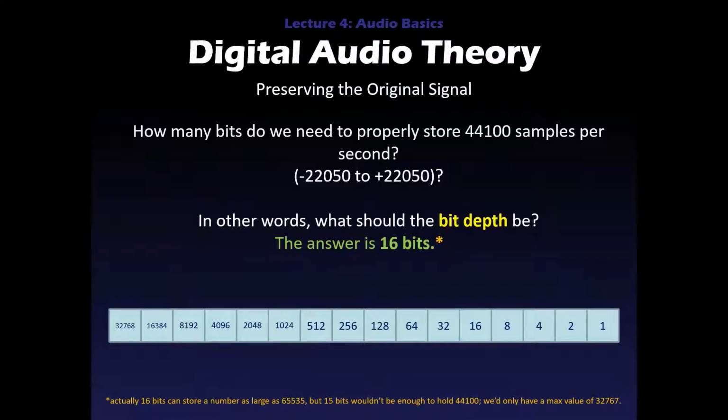We don't need that much. But 15 bits isn't enough. See, it's only 16,384. So we need to have a value that can store 44,100, and that happens to be the 16th bit. All right. And that's why you always hear, oh, that's 16-bit, 44,100 samples per second audio. That's what we're talking about. All right.